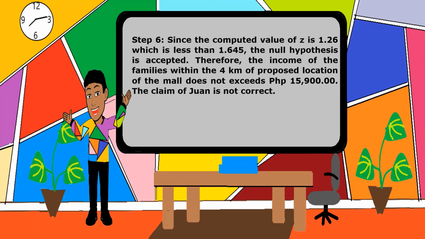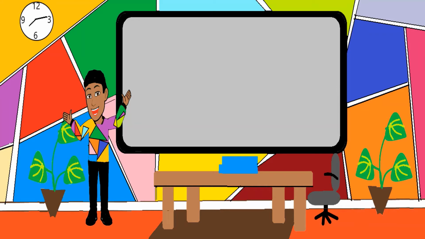Step 6, our making of decision. Since the computed value of z is 1.26, which is less than our 1.645, the null hypothesis is accepted. Therefore, the income of the families within the 4 kilometers of proposed location of the mall does not exceed 15,900 pesos. The claim of Juan is not correct.